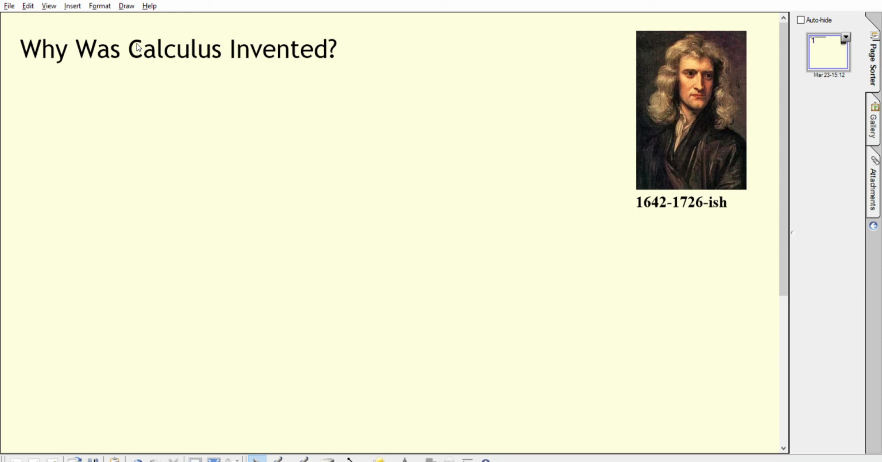Okay, I want to talk a little bit about why calculus was invented. And really it's the story of this chap here. This is Sir Isaac Newton, lived a little while ago. Although, see this photo, it really could be anyone from that time. I mean, if you Google powdered wig, then you get this, and they all look like Isaac Newton.